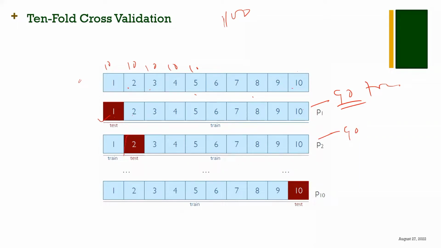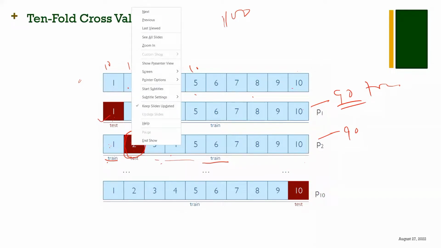I'll make it to be the testing now. This is not going to be part of the training. This was part of the testing before. I bring it back to become part of the training. You can see here, training, training. I'm going to use this number 1 and 3 to 10, which is 90 in number. I use them for training, and I use this for testing.